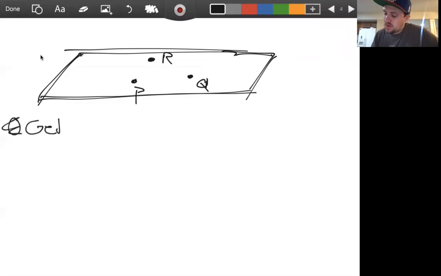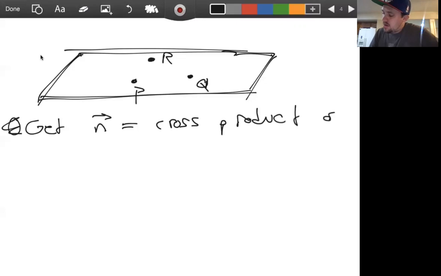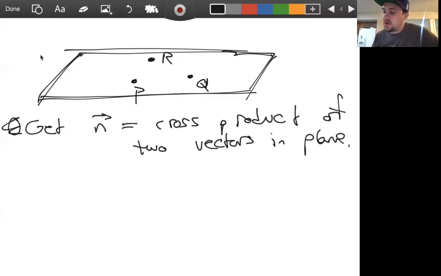So you get the normal vector by taking the cross product of 2 vectors in the plane. And so since we have 3 points, P, Q, and R, we can get 2 vectors, right? We can do any combination. We could do PQ and PR. We could do RP and RQ. We could do QR and QP.